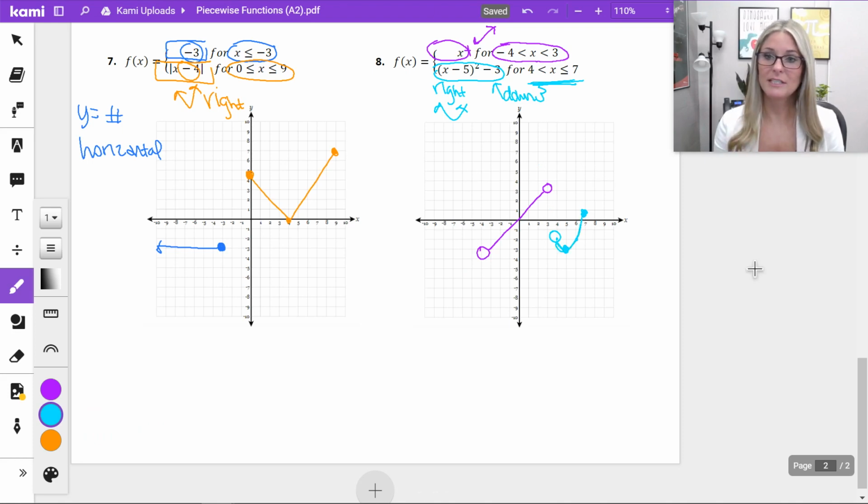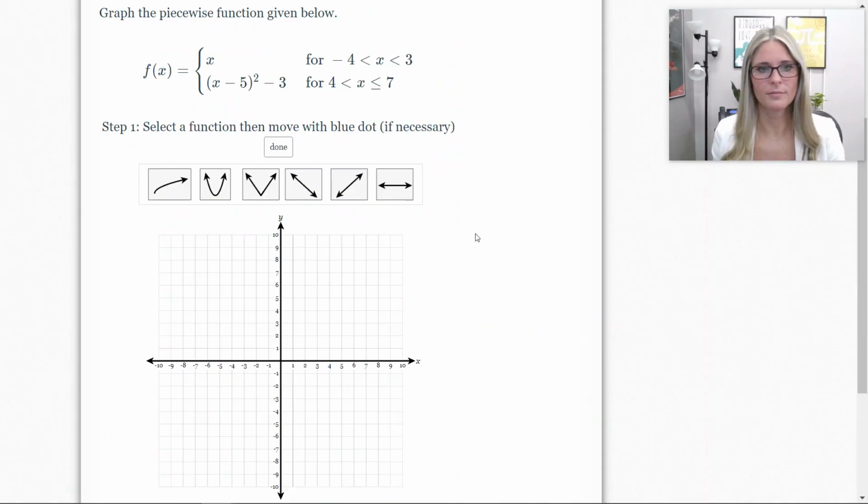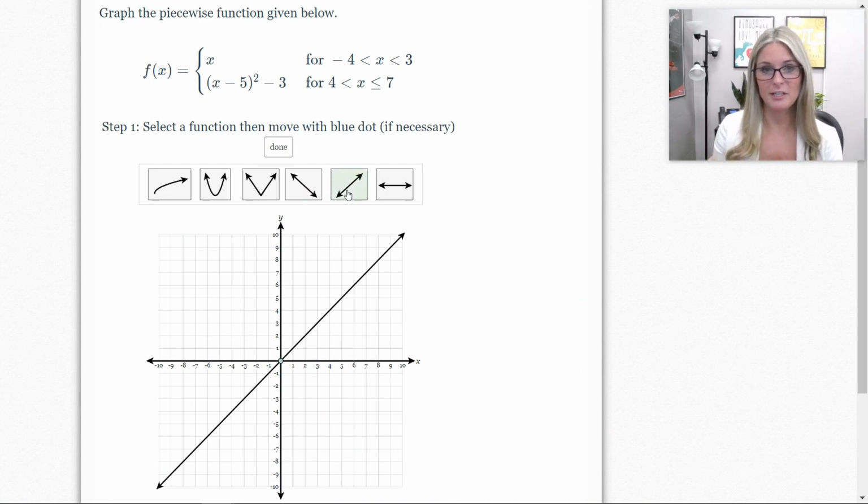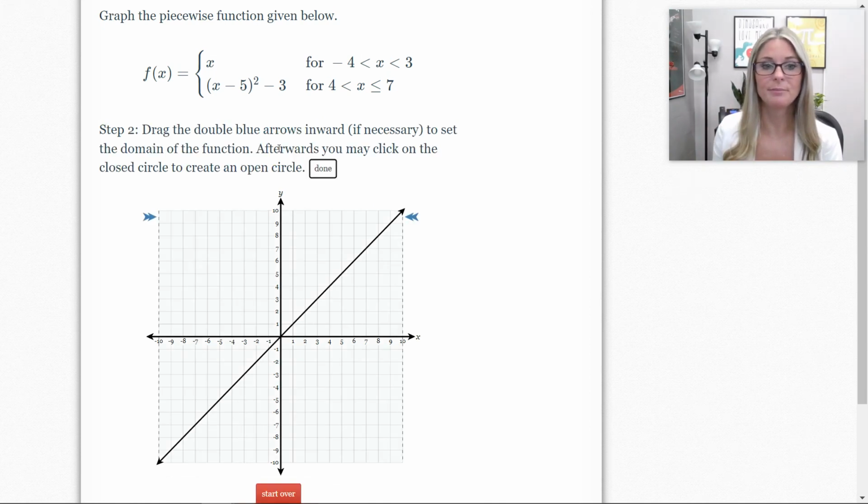All right, let me grab one on Delta Math and show you how it works, okay? So here is that same problem on Delta Math that we just completed as our last example in our notes, the top being f of x equals x, plain old parent, positive slope, linear function. So I'm going to click this second to last one to give me that positive slope right through the origin, no transformations here. So I'm going to click done. If I needed to shift it for a transformation, I would do that before clicking done.